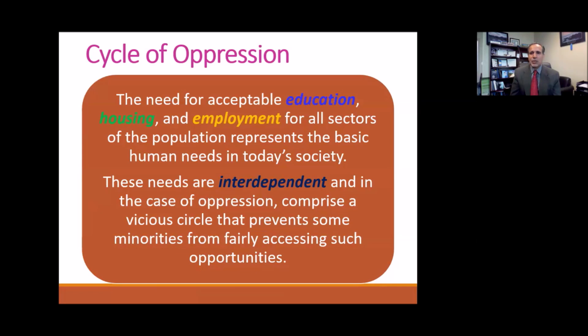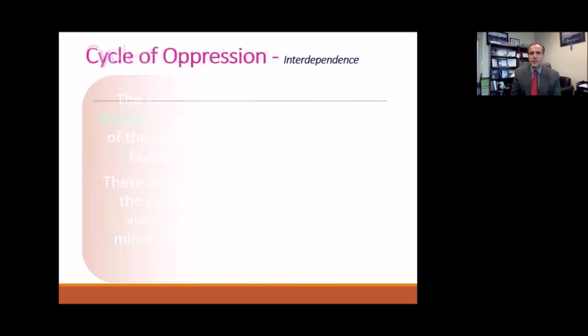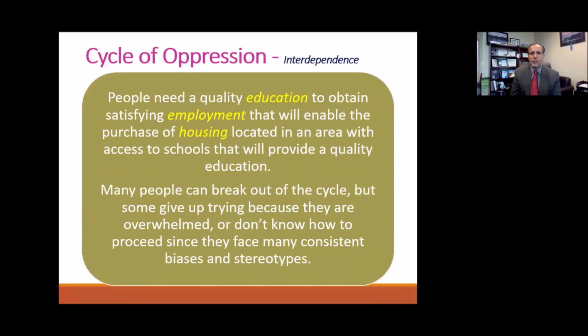These needs are interdependent, and in case of oppression, they comprise a vicious cycle that prevents some minorities from fairly accessing these opportunities that are available to some of us, but not necessarily to all of us. So people need a quality education to obtain satisfying employment that will enable the purchase of housing located in an area with access to schools that would provide a quality education for their young children and offsprings.